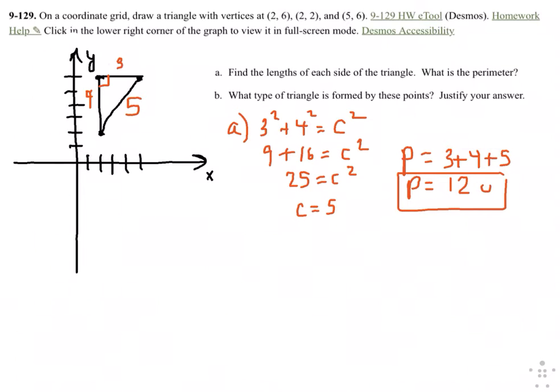You can't really say because it's a 3, 4, 5 triangle, because we used the fact that it's a right triangle to find this missing side. So the justification is that the side that's length 3 is parallel to the x-axis, and the side that's length 4 is parallel to the y-axis. Therefore, they're perpendicular, and it forms a 90-degree angle.